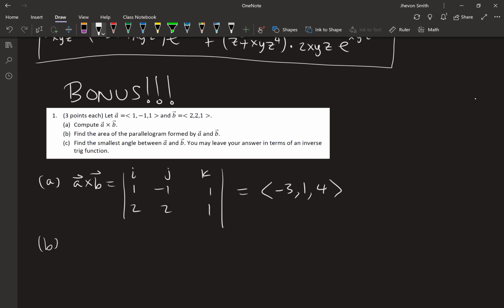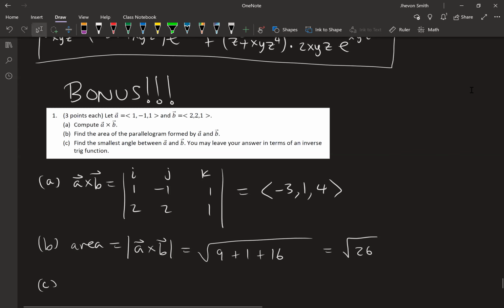B, find the area of the parallelogram formed by A and B. That is just actually the magnitude of the cross product. So it's going to be the square root of 9 plus 1 plus 16. So that's going to be the square root of 26.